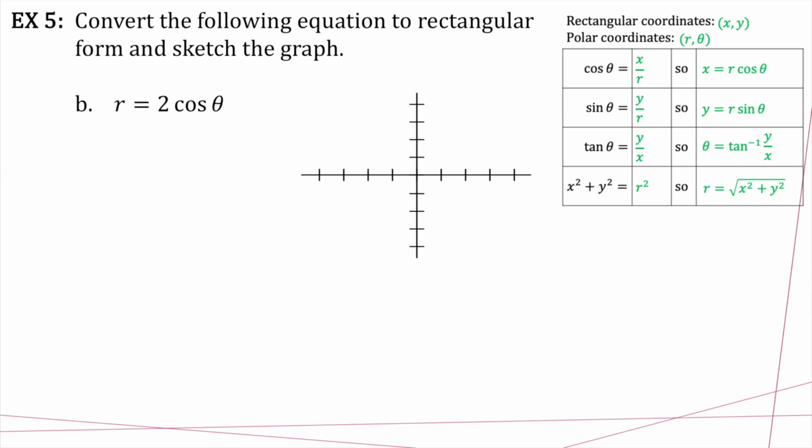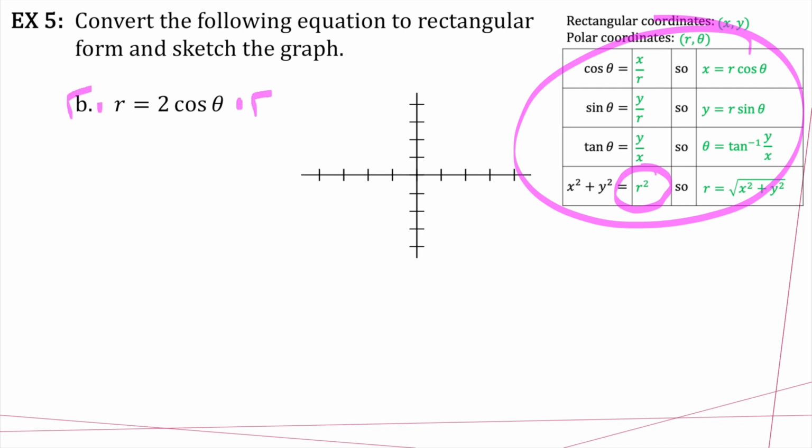What about r equals 2 cosine theta? That doesn't really match anything I've got over here in my little cheat sheet or table. So what could I do to make a match? I don't have an r equals, but I have an r squared equals. So what if I multiply both sides by r? Then I get r squared equals 2r cosine theta. Aha. What is r cosine theta? That is x. So I could just put an x right there.